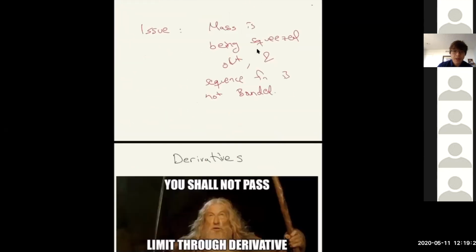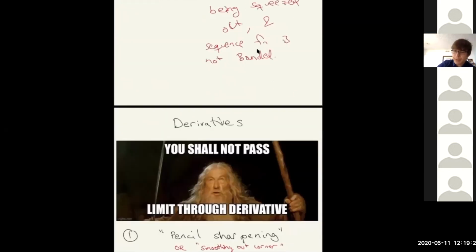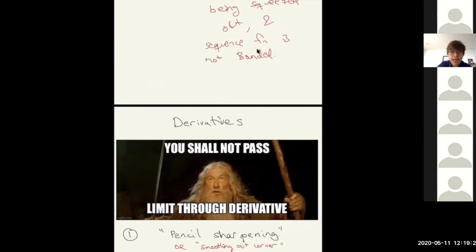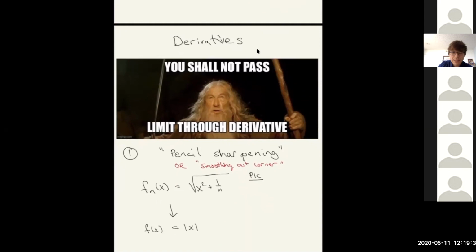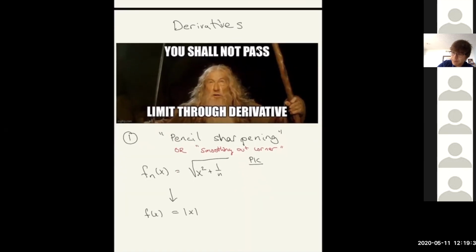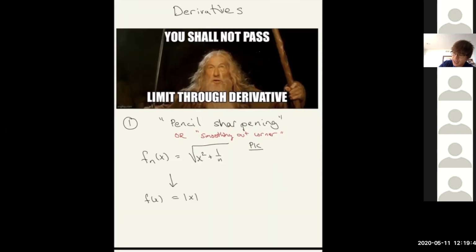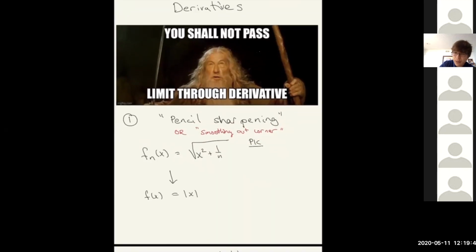Okay, so on derivatives, again, you cannot simply pass the limits inside the derivatives. And we've seen one of these examples already, so this one I'll do a little bit quicker. You could call this the pencil sharpening example, or smoothing out a corner, if you take the square root of x squared plus 1 over n. What these functions look like is these smoothed out versions of the absolute value function.